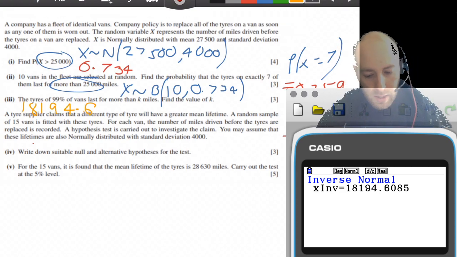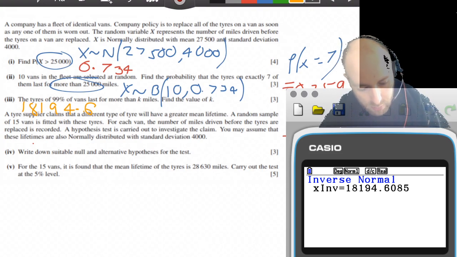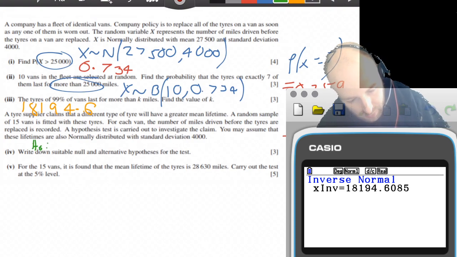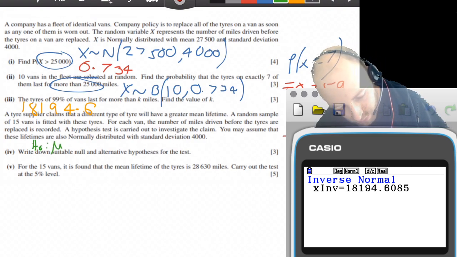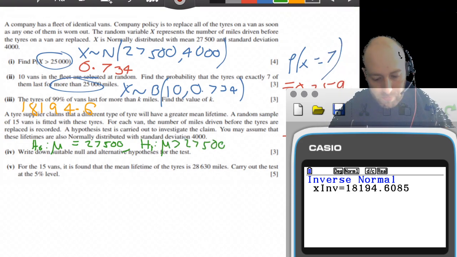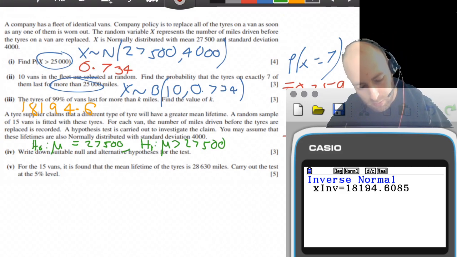Good. Okay, last bit, hypothesis test. So null and alternate. Null: mu equals 27500. We're testing if it's better, so H1: mu is better than 27500. Okay, cool. That's it, there's free marks for that. For 15 vans, the mean is tested at the 5% level. So we're going 5%.